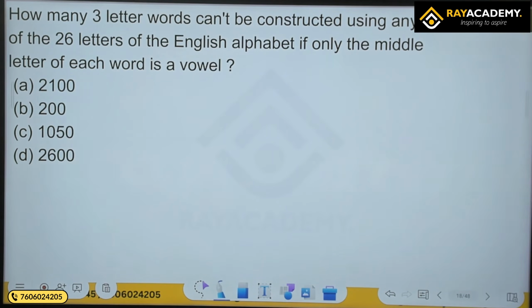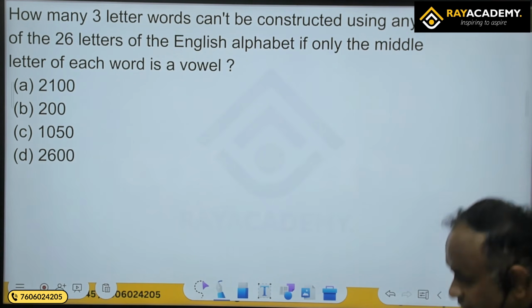Next question: how many 3-letter words can be constructed using any of the 26 letters of the English alphabet if only the middle letter in each word is a vowel? Okay, so a 3-letter word, but the middle should be the vowel only. That means the first will be a consonant, the second will be a vowel, and the third one will be a consonant again. So how many words can you form in that fashion?